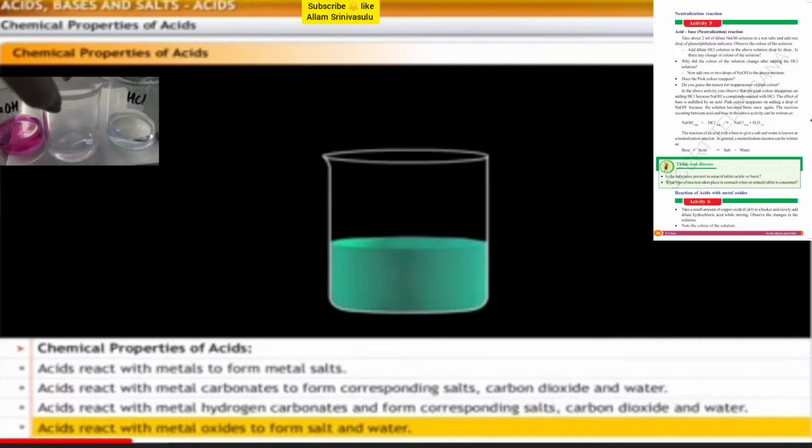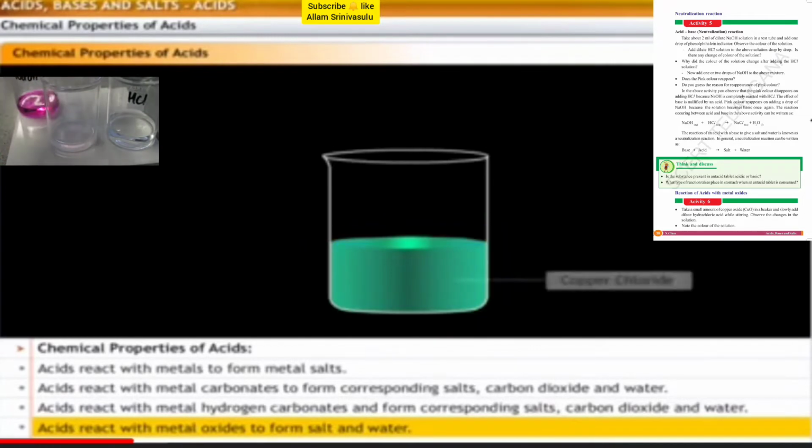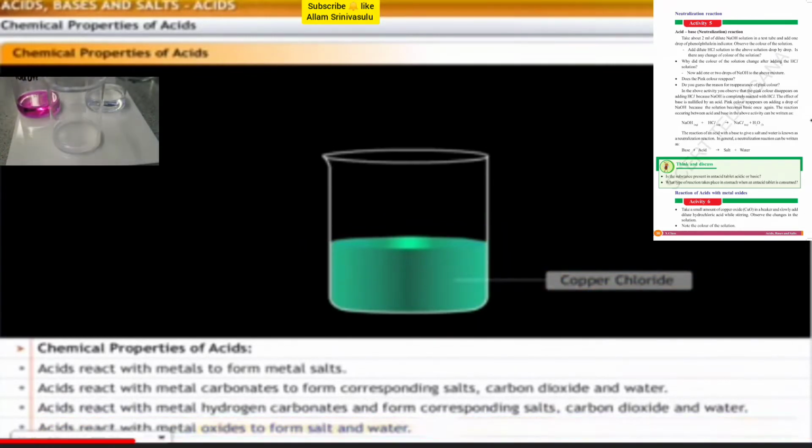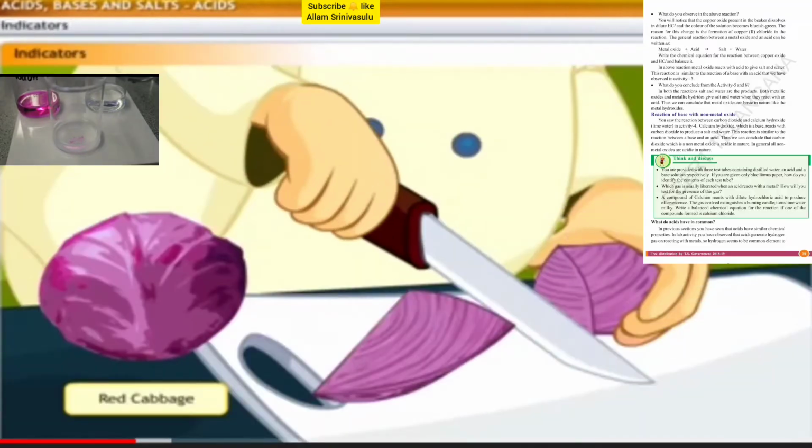Take a test tube, pour some amount of sodium hydroxide and add 2-3 drops of phenolphthalein solution. It turns to pink color. Then add hydrochloric acid drop by drop. It will change the color. So whenever the color changes, it is a neutralization reaction.